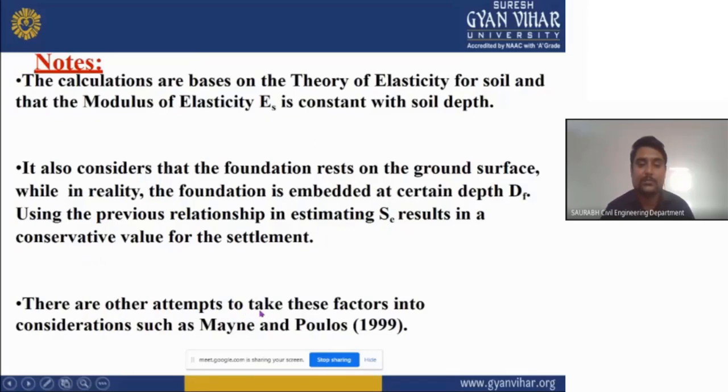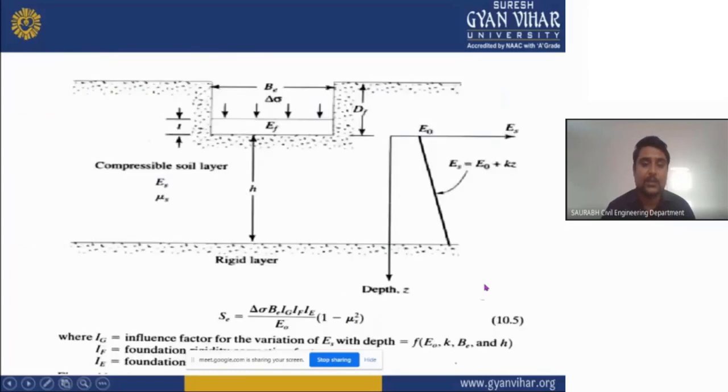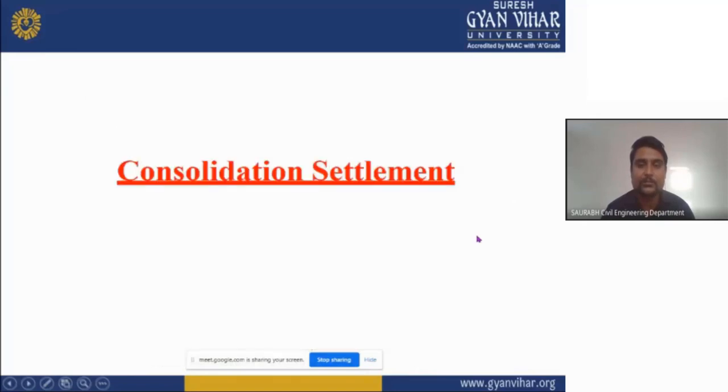There are other attempts to take these factors into consideration, such as Mayne and Poulos, which was invented in 1999. Now this image will show you how you will do these things and how it will act here. As you can see, I_G is the influence factor for the variation of E_s with depth, equal to F of E_0, k, B, E_f and H. Here it is given by this system. You can easily find the total estimation of the total settlement of your soil.